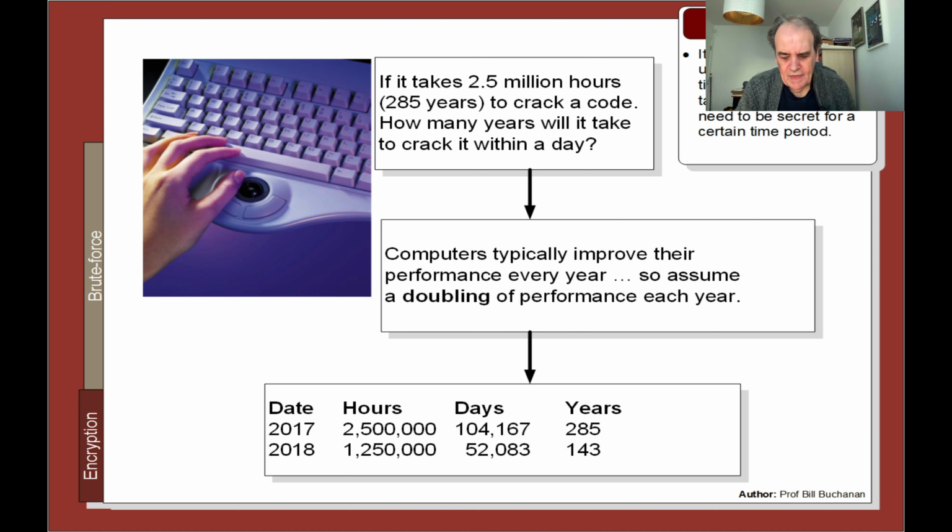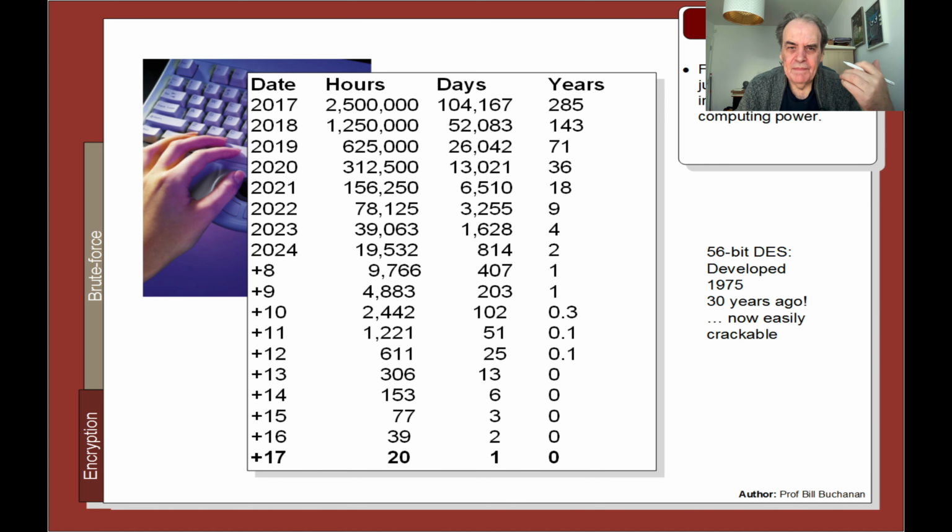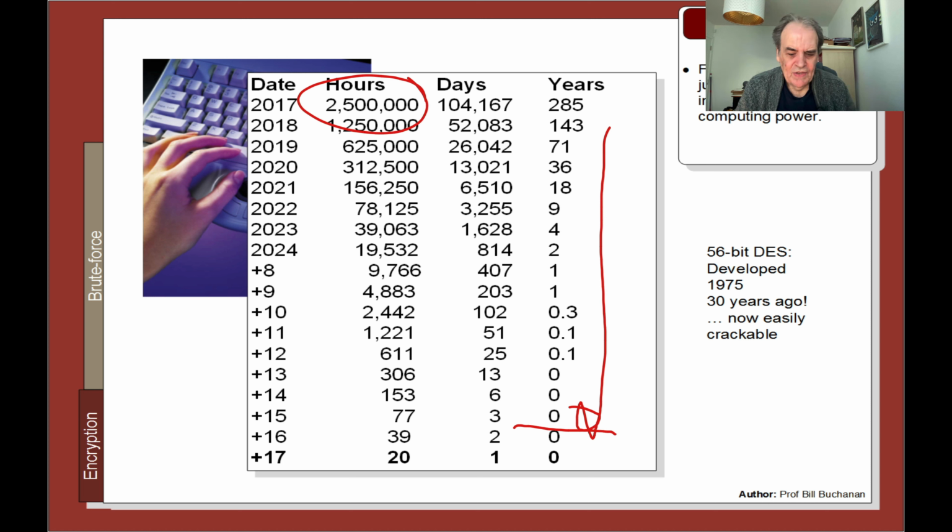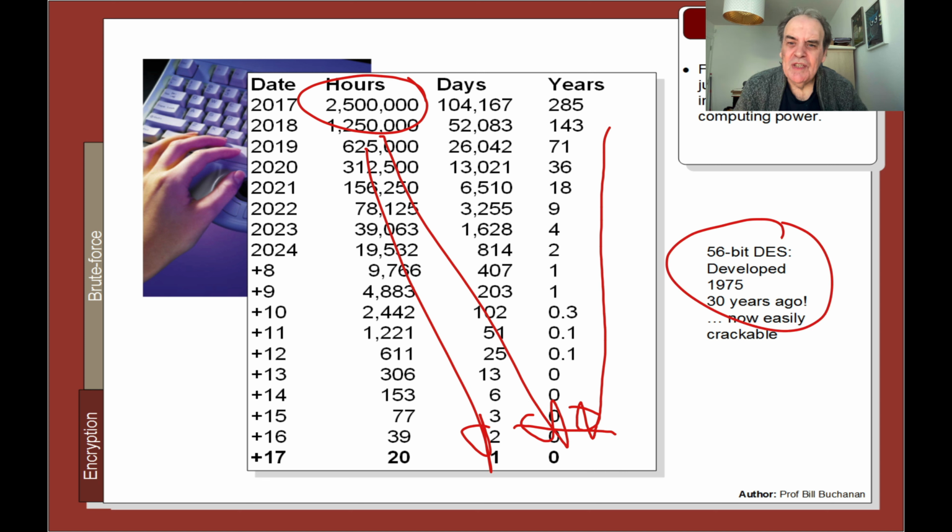Okay, but one thing we know about Moore's law is that computing power increases each year. So let's say that we double the computing power after 1 year, then we take half the time. And it doesn't take too long to find out that something that took us years to crack can be cracked in days or even minutes. If you think that 56-bit DES in 1975 was the standard, that was many years ago.